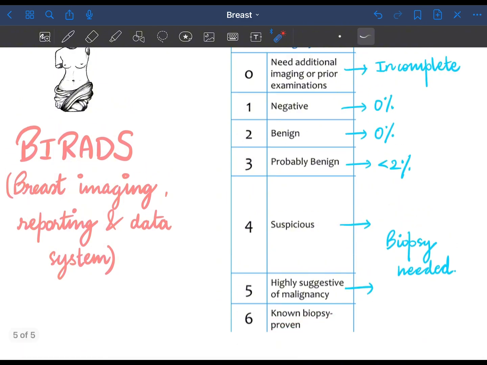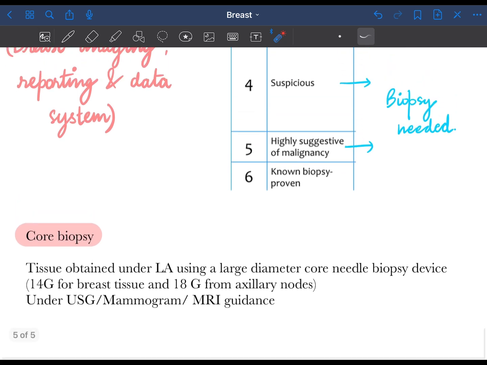And at last we have core biopsy. While taking a core biopsy, we obtain the tissue under local anesthesia using a large diameter core biopsy needle device, and we use a 14 gauge needle for breast tissue and an 18 gauge needle for axillary nodes. We do core biopsy under ultrasonography, mammogram or MRI guidance. So this was about the triple assessment of the breast.